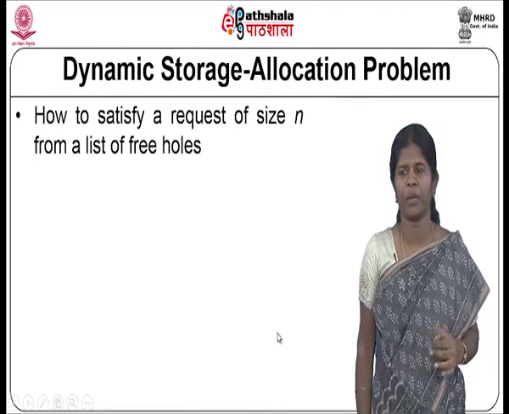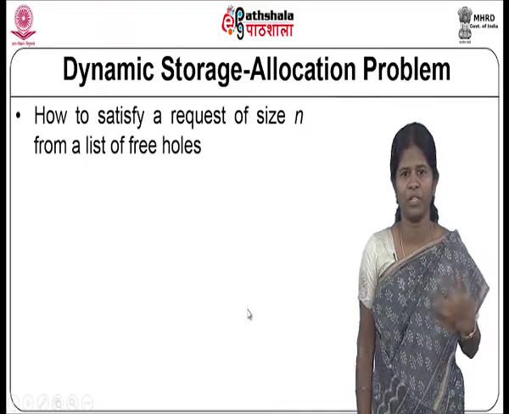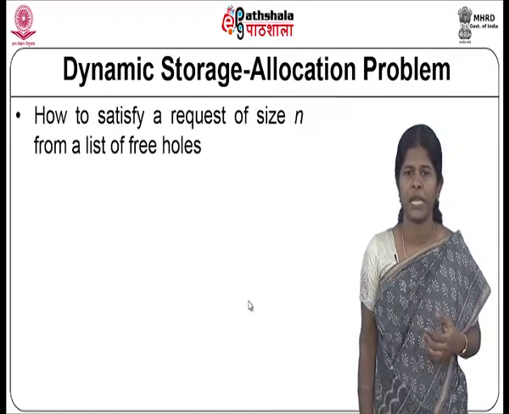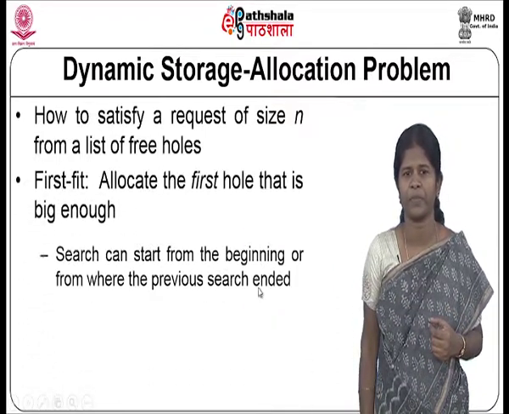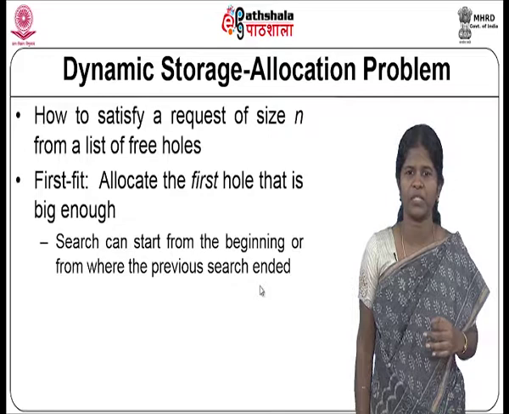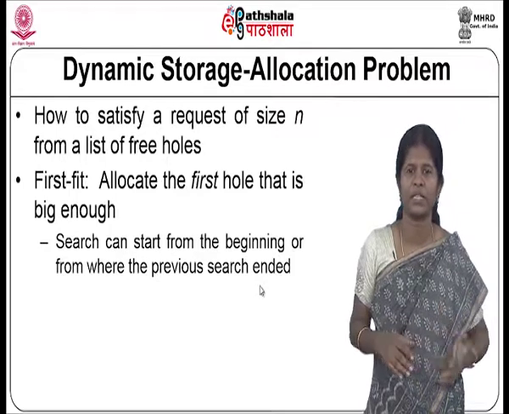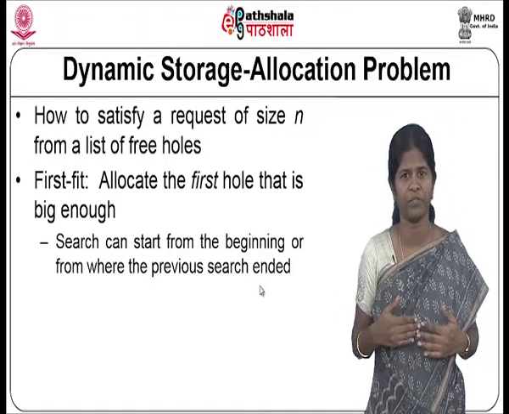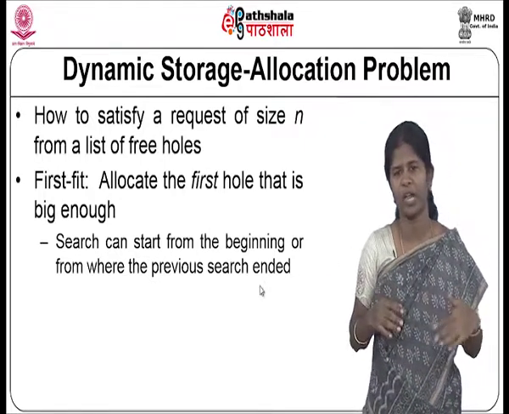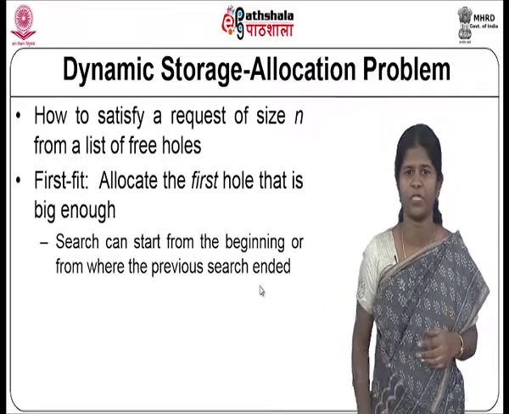Now we have a problem: you have a request of size n and you have a list of free holes. Into which of these free holes are you going to place this n-sized process? We have three ways in which you can place it. One is called first fit. In first fit, the first hole that is big enough to accommodate this process is allocated. You either start searching from the beginning to find a hole that is large enough, or you start from where you finished the previous search and then try to accommodate this process.